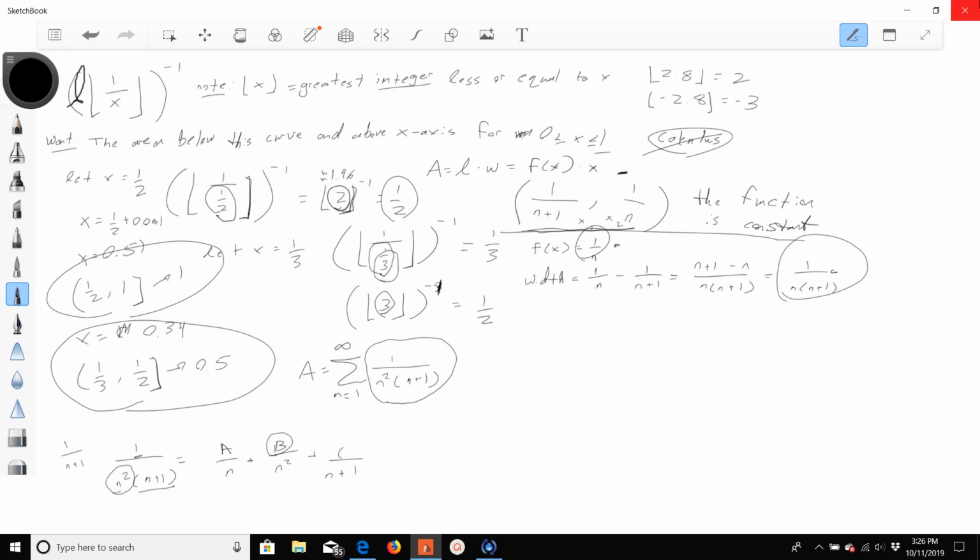And then you say to yourself, what value of n makes n squared 0? Well, it's 0. So you plug 0 into here to get 1. 1 over 0 plus 1 is 1. So B turns out to be 1.